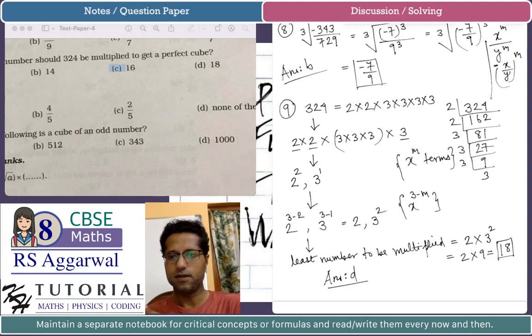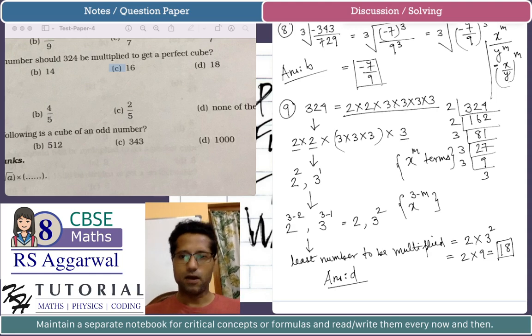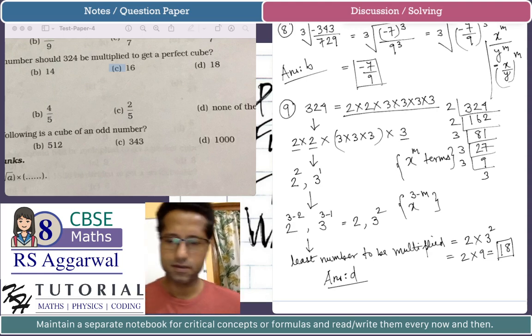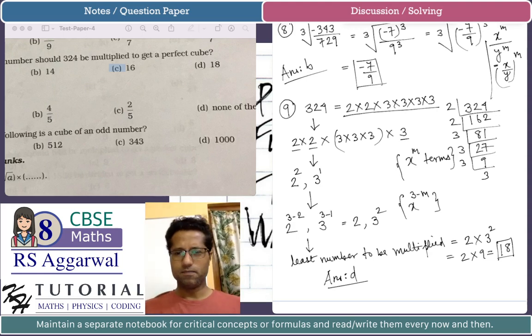I will explain once again. We are asked to find the least number by which 324 must be multiplied to make it a perfect cube. So the first step was to find its prime factorization, which we did. This is the prime factorization of the number 324. Now from the prime factorization we created all possible triplets, and we mark the factors which are not part of any triplet, which are underlined.